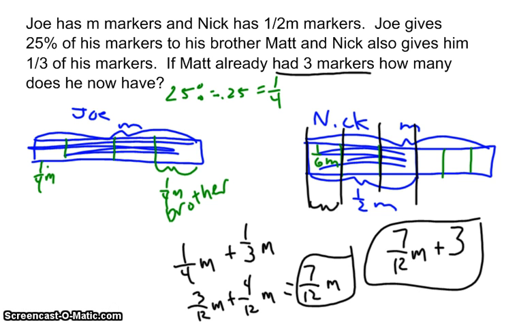Because 3 is not the same as 7/12 M. M would be the number, we just don't know how many M represents. So I'm going to take 7/12 of that number, and I have 3 more.